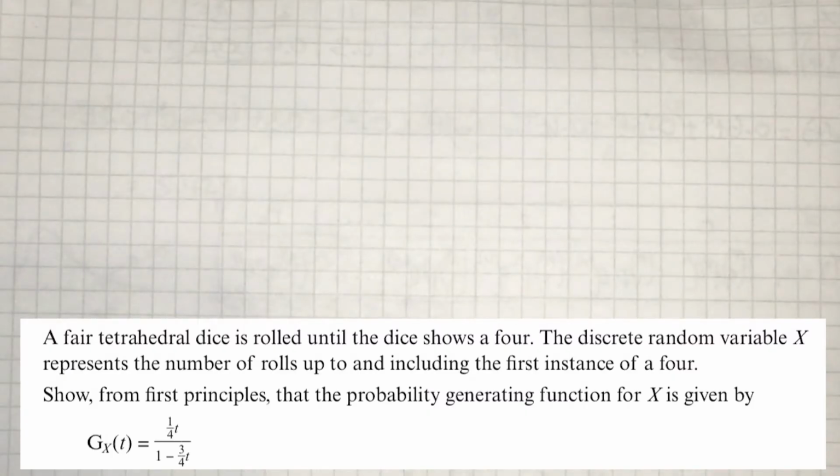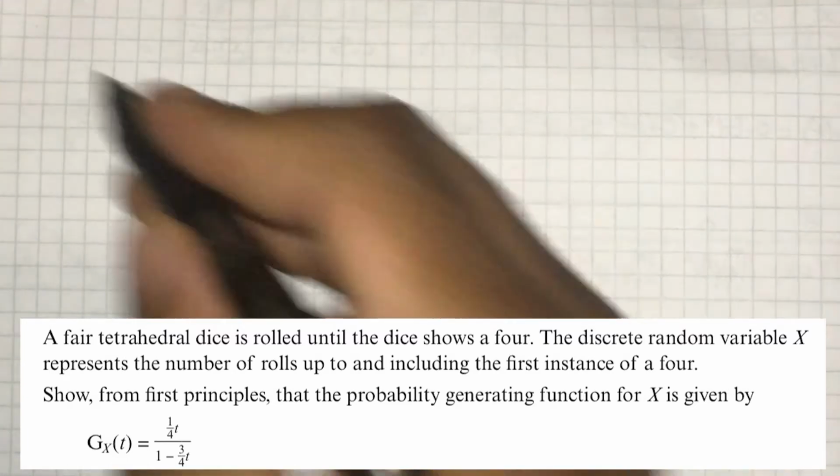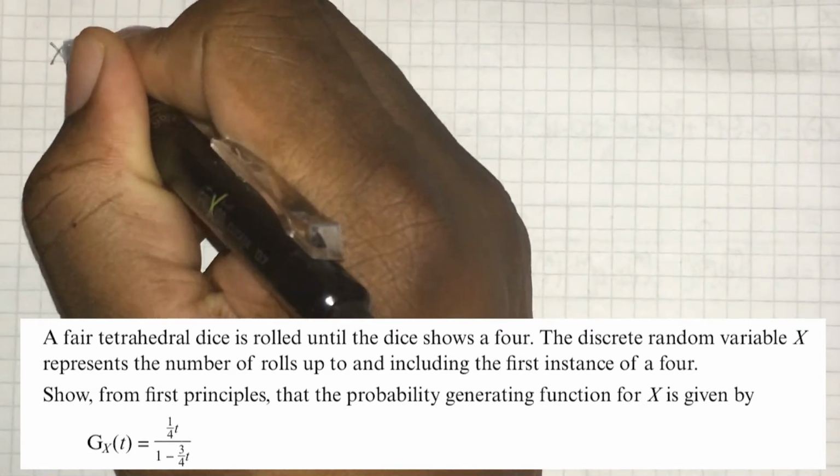Okay, let's see how this might work with a geometric distribution. We've been told that a fair tetrahedral dice is rolled until the dice shows a 4. The discrete random variable represents the number of rolls up to and including the first instance of a 4. So right there, we should recognize a geometric distribution since we were looking for the first success, and the value of p for this geometric distribution is 1/4.